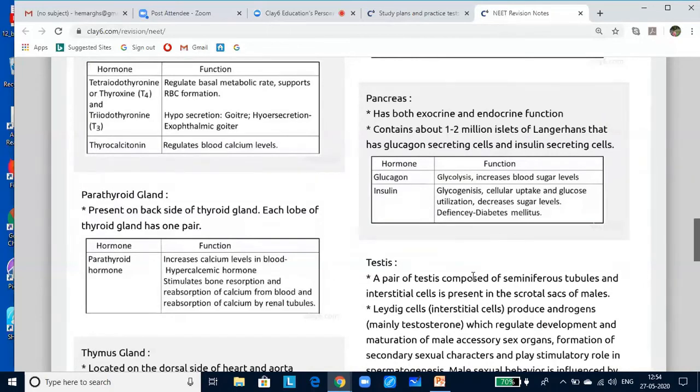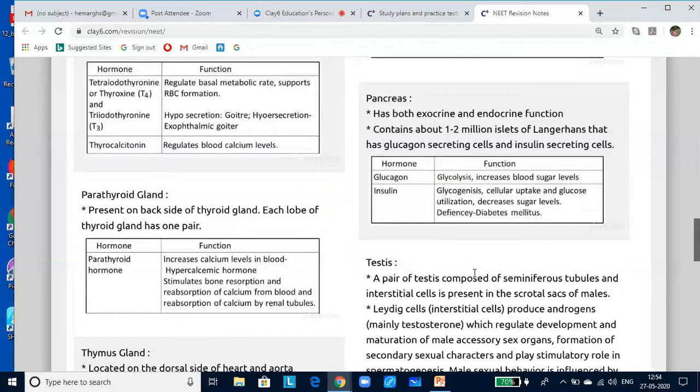So, insulin's function is to reduce the blood sugar levels, and its deficiency will result in diabetes mellitus. If you look at glucagon, it increases the blood sugar levels. So they have got antagonistic properties. Now delta cells are the middle cells producing somatostatin hormone. F cells produce pancreatic polypeptide.